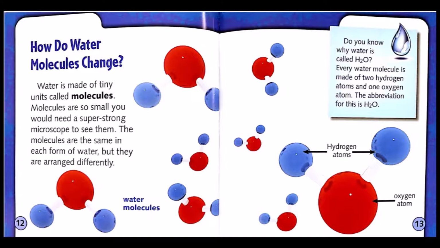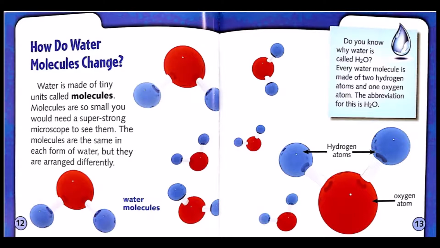How do water molecules change? Water is made of tiny units called molecules. Molecules are so small you would need a super strong microscope to see them. The molecules are the same in each form of water, but they are arranged differently.